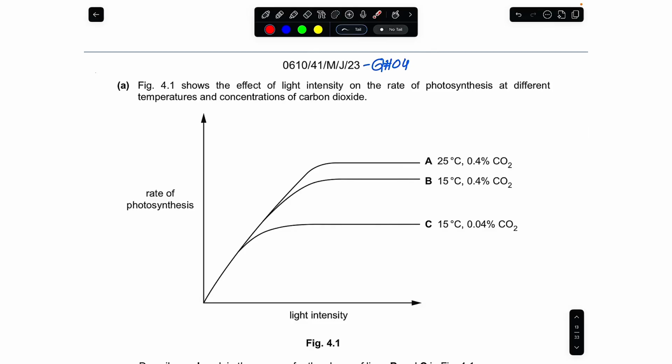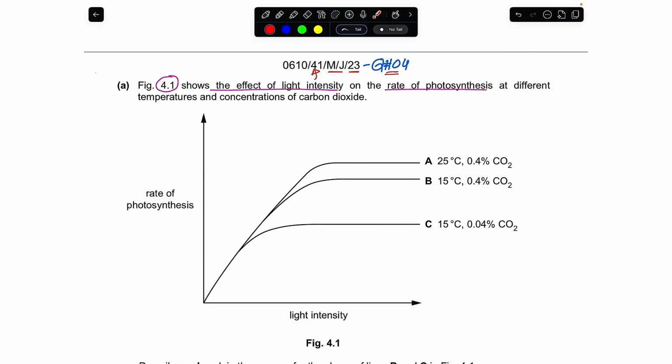Now, if we come here, this again is from the external factors of photosynthesis. This appeared in May-June 2023. The theory paper variant was 4.1, and this was question number 4 of your exam. They are telling us that this is figure 4.1, and it shows the effect of light intensity on the rate of photosynthesis.